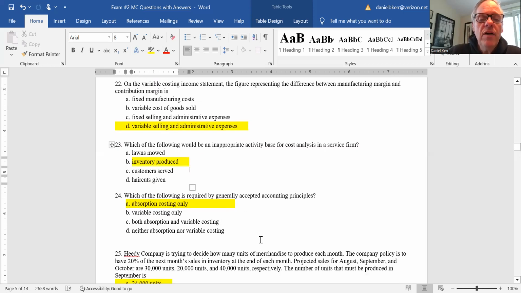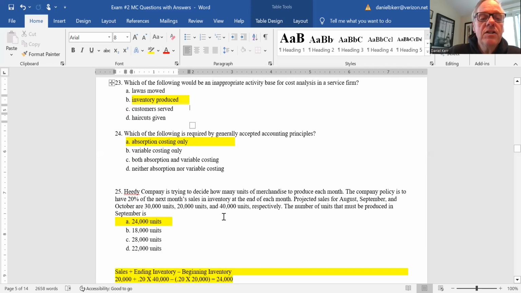24, which of the following is required by generally accepted accounting principles? Well, when it comes to inventory, the only one acceptable for GAAP is absorption cost. So under generally accepted accounting principles, your cost of manufacturing and your cost of ending inventory has to include the fixed overhead.